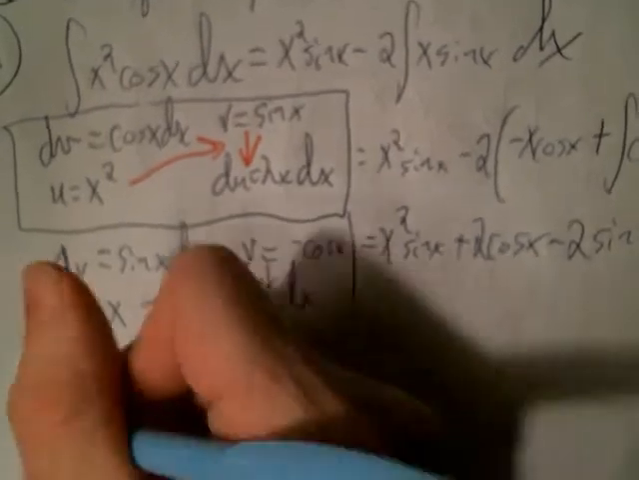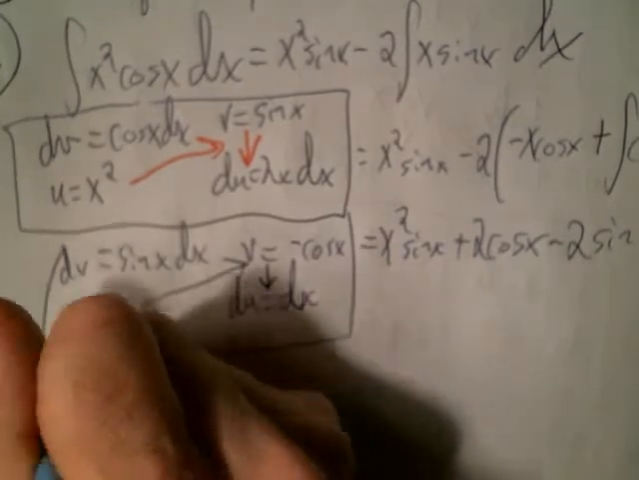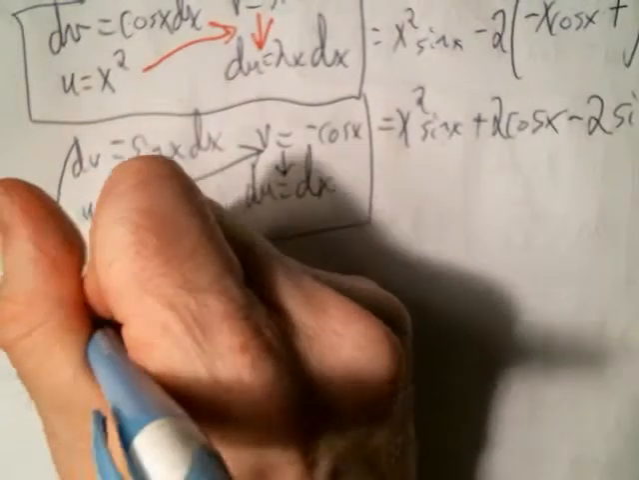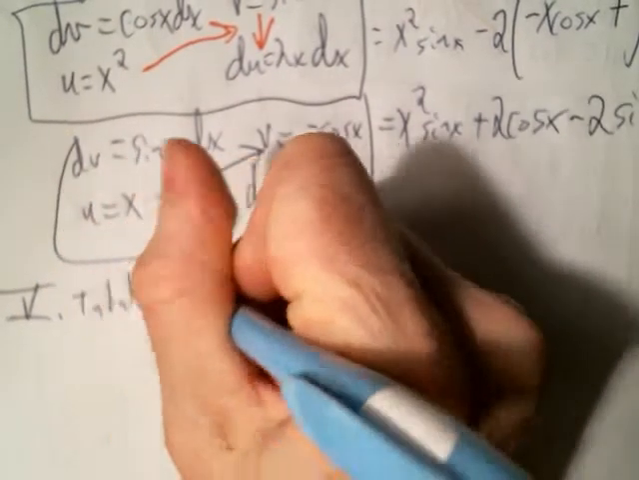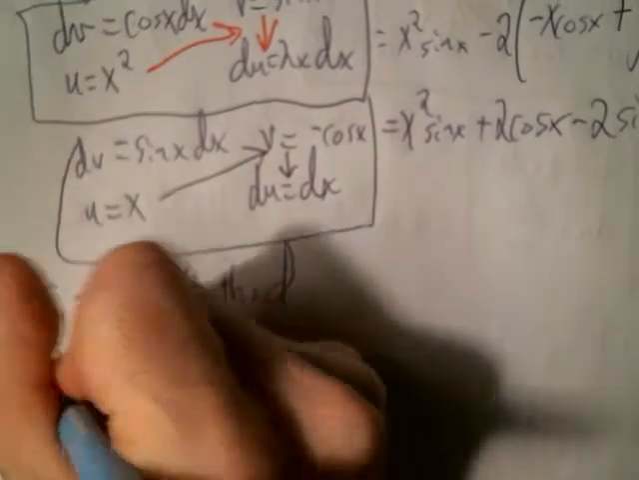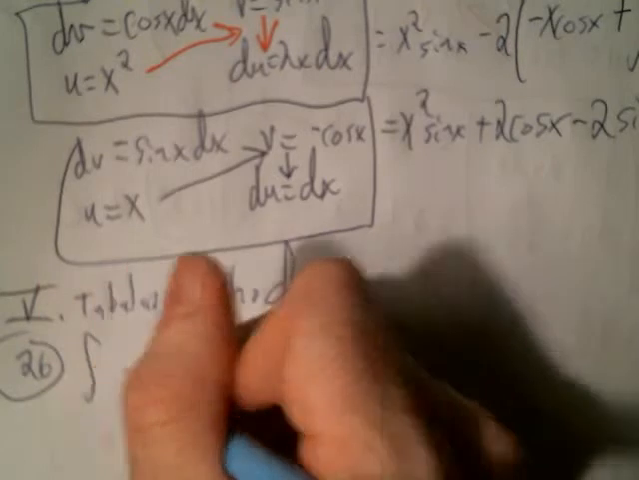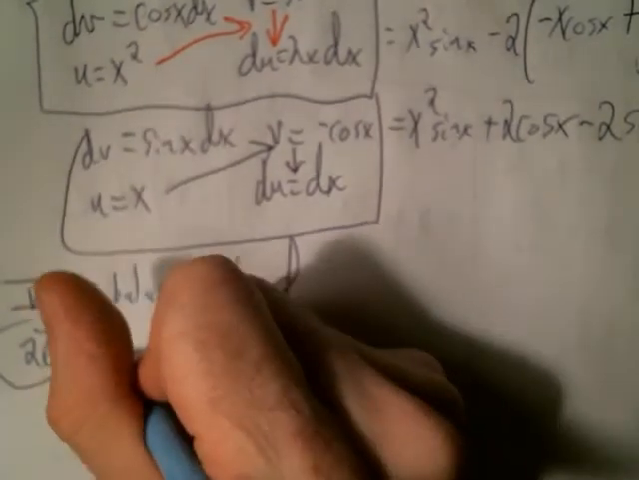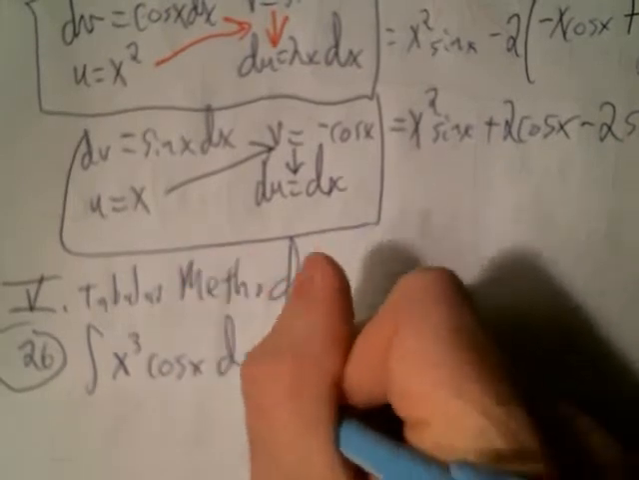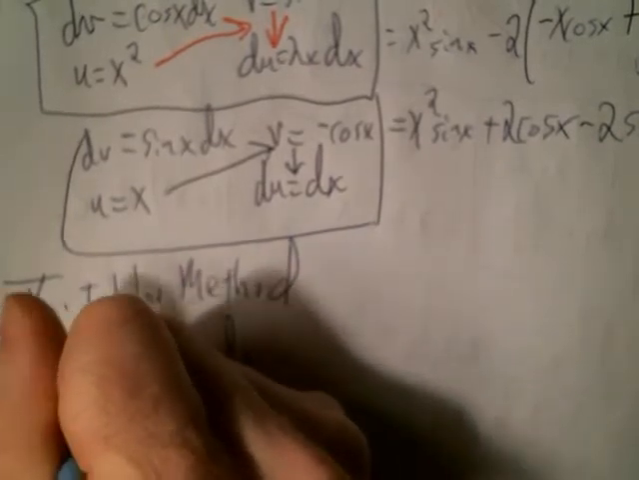If you've ever seen the movie Stand and Deliver, they show their students doing the tabular method in there. Okay? So anyways, tabular method. We'll do the same problem, but with this method, right? So 26 integral, and we can make it worse. Let's make it x cubed cosine x dx. Okay, so it's like 26, but not the same thing.